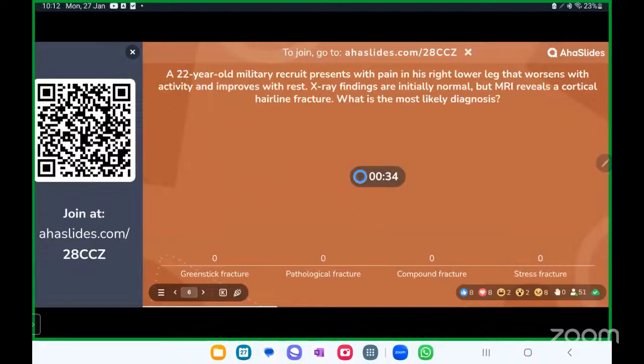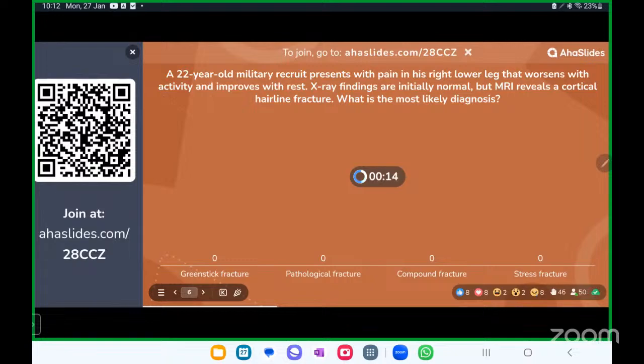A 22-year-old military recruit presents with pain in his right lower leg that worsens with activity and improves with rest. X-ray findings are normal. MRI reveals a cortical hairline fracture. So, what is the most likely diagnosis? Again, clues are: military recruit who must have walked a lot in recent days, pain in right lower leg, normal X-ray, but MRI shows some defect.